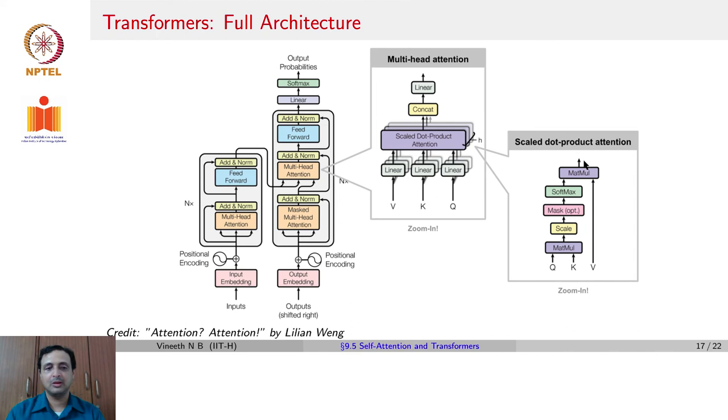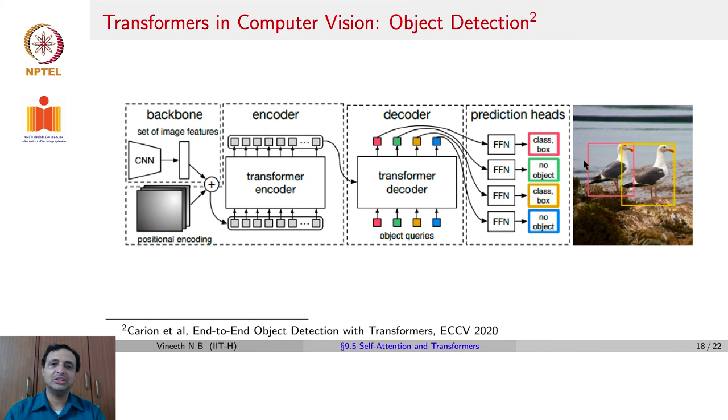Now, that was about transformers for general text processing or sequence processing problems. Coming back to computer vision, how can transformers be used in computer vision? This is being explored over the last few months. Very recent work was one published in ECCV 2020 on transformers for object detection, where given a CNN, which is broken down into a set of image features, you also have a positional encoding of where each feature belongs to the input image. These are concatenated and given to a transformer encoder, which processes each patch.